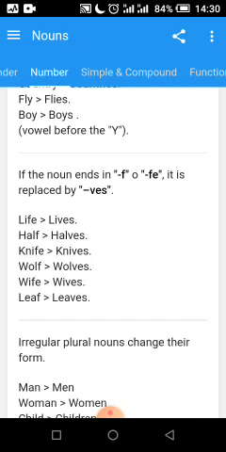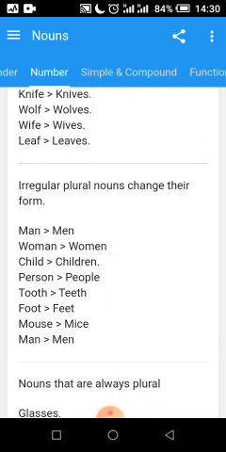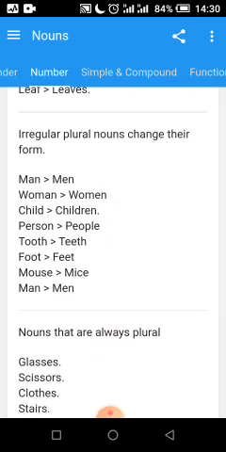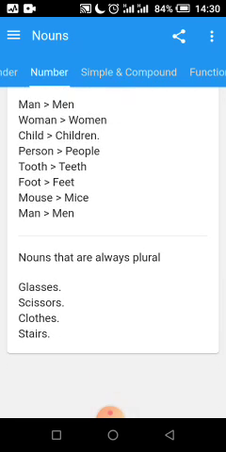Now, if you have fe, of course, you know that they are going to be replaced by ves, like life and lives, and knife and knives. The irregular forms that we mentioned the other time, those ones don't carry s. The plural form is embedded in the word, like man and men, child, children, tooth, teeth, mouse, mice, and the rest of that.